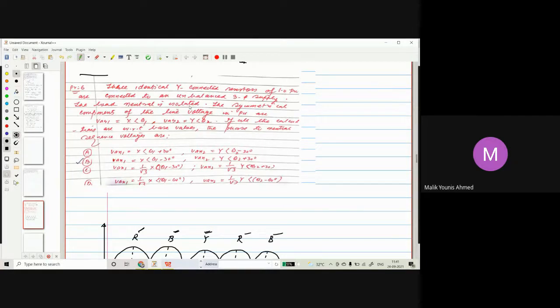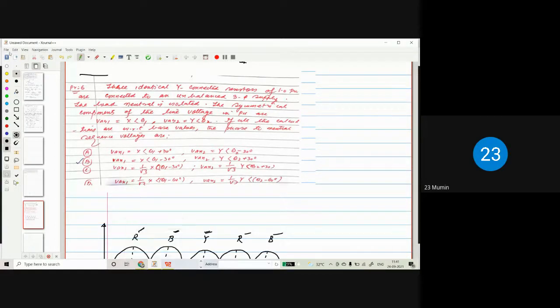I think this was asked in IIT Kharagpur. Connected to an unbalanced three-phase supply, the load neutral is isolated. The symmetrical components of line voltages are given like this. If all the calculations are with respect to base values, the phase to neutral sequence are... So you have to see this one. Okay.